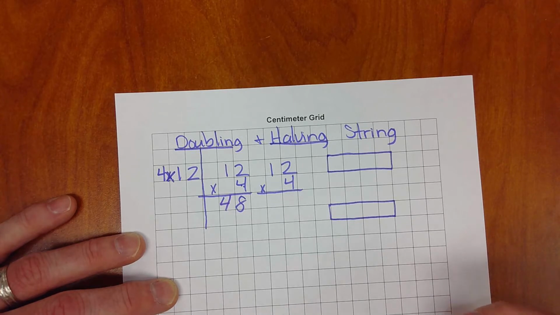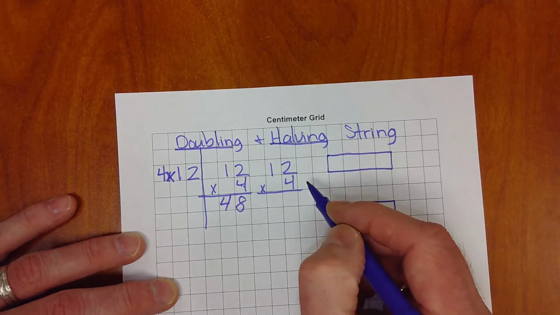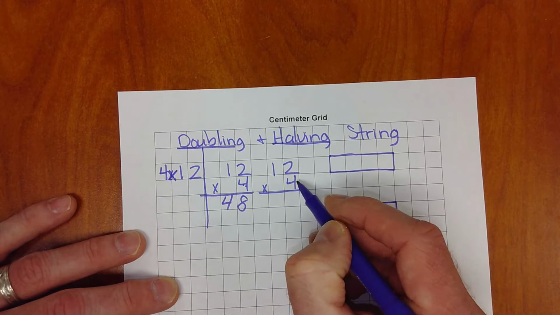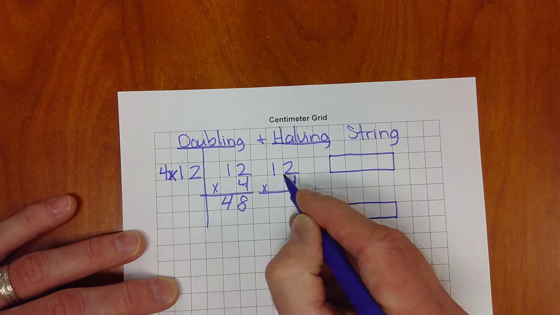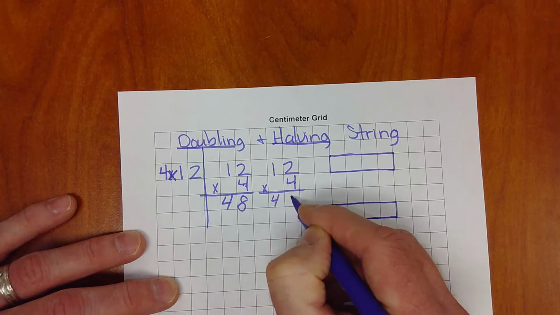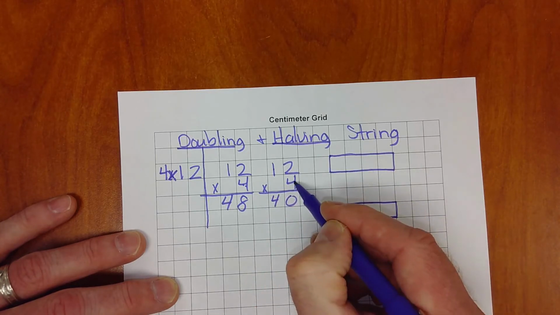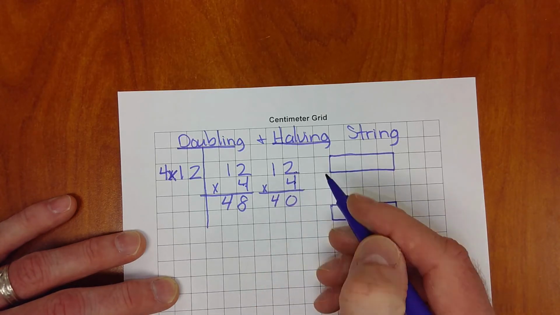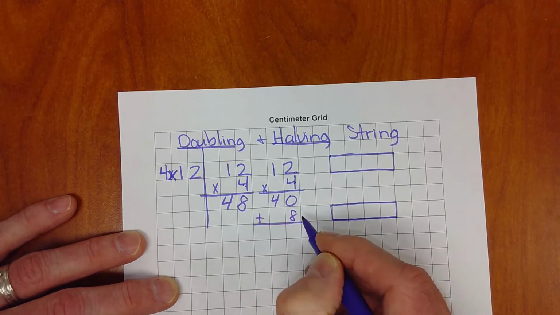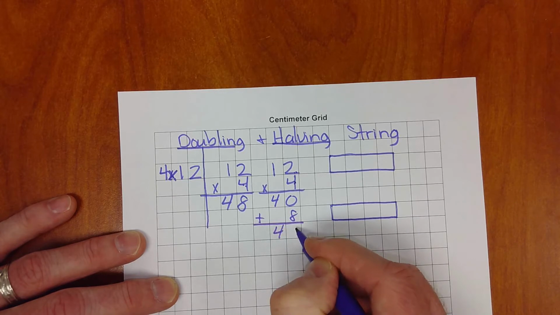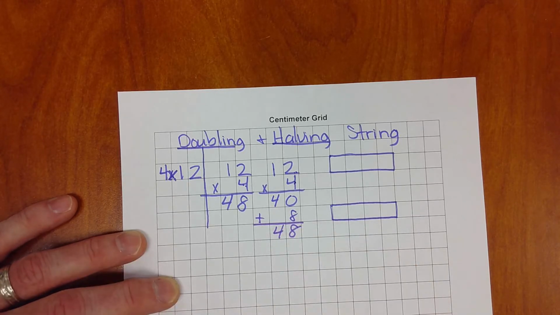Some of you prefer using partial products. When we multiply the values, 4 times the value of the 1, which is 10. 4 times 10 is 40. Multiplying the values of the 1s and the 1s, 4 times 2 is 8. Here we have our two partial products, parts of the product of 48. Both great methods, both get us an answer.